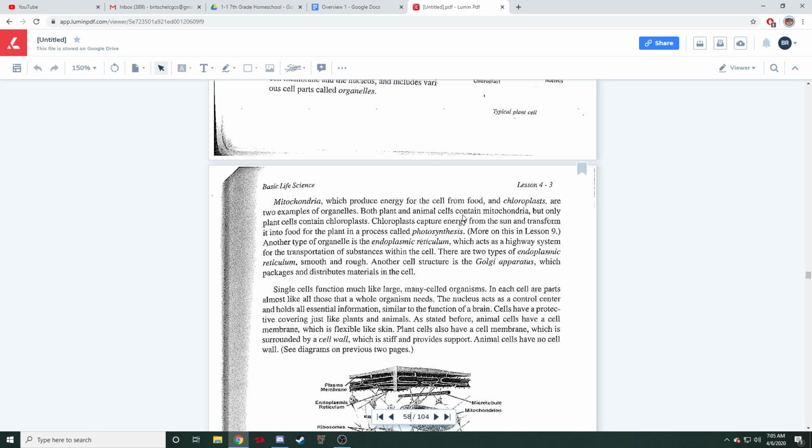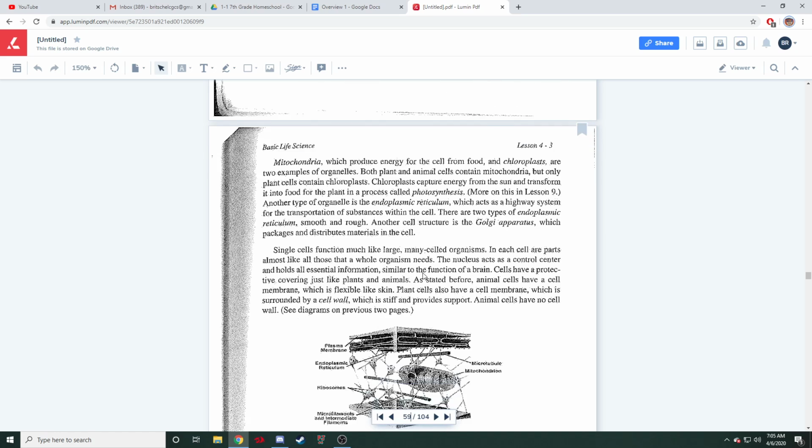Both plant and animal cells contain mitochondria, but only plant cells contain chloroplasts. Chloroplast captures energy from the sun and transfers it into food for the plant in a process called photosynthesis. We learned about this in 5th grade. Another type of organelle is the endoplasmic reticulum, which acts as a highway system for the transportation of substances within the cell. There are two types of endoplasmic reticulum, smooth and rough. Another cell structure is the Golgi apparatus, which packages and distributes material in the cell.